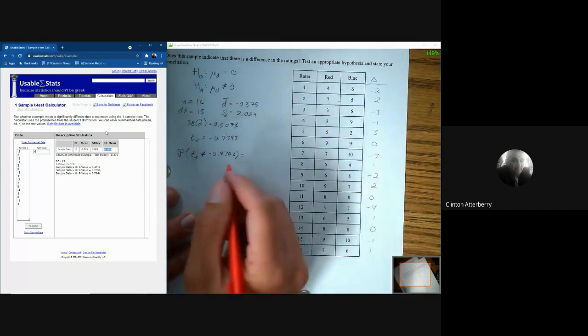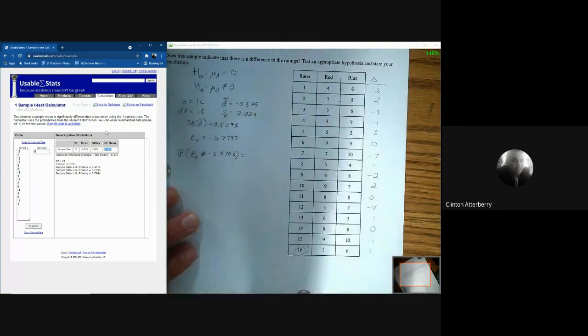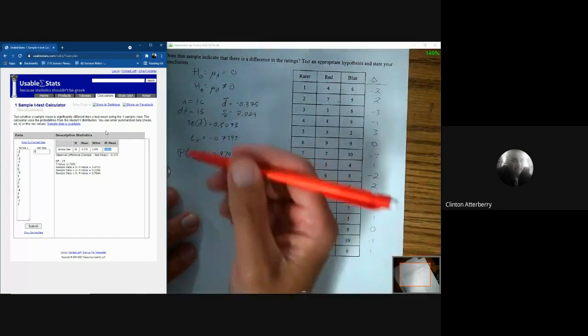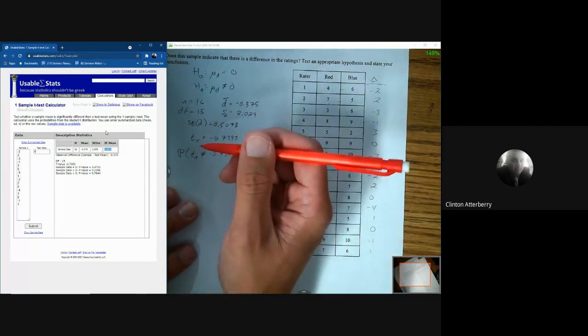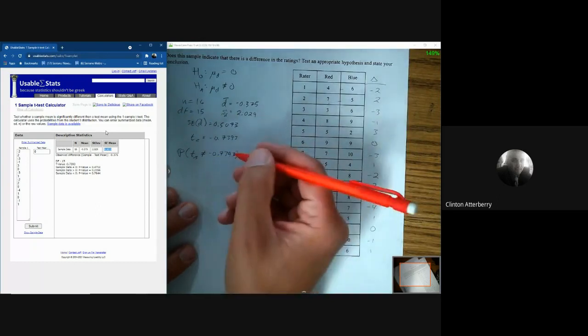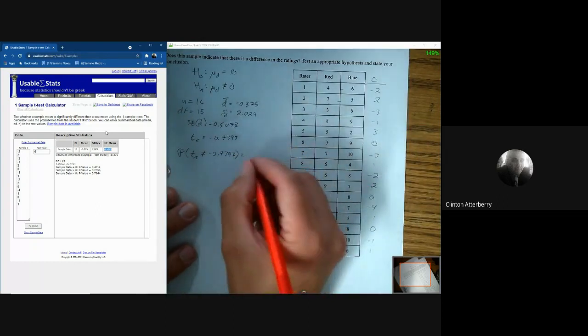Now we can go to our table, do these other fun things. I'm just going to look over here to where it says sample data is not equal to 0. The p-value, which is our probability, is 0.4712.